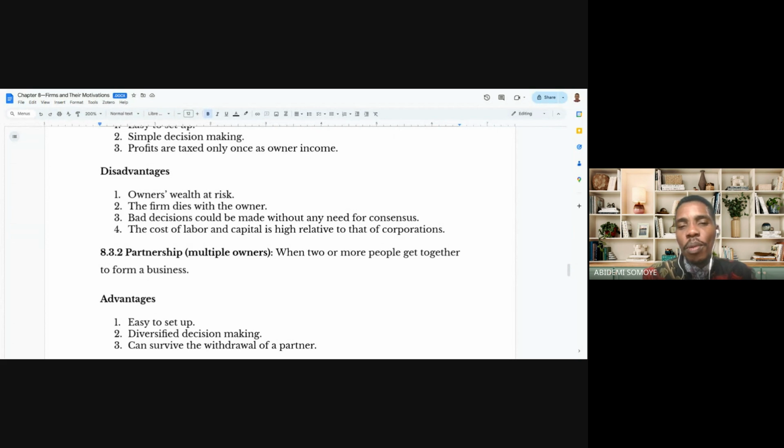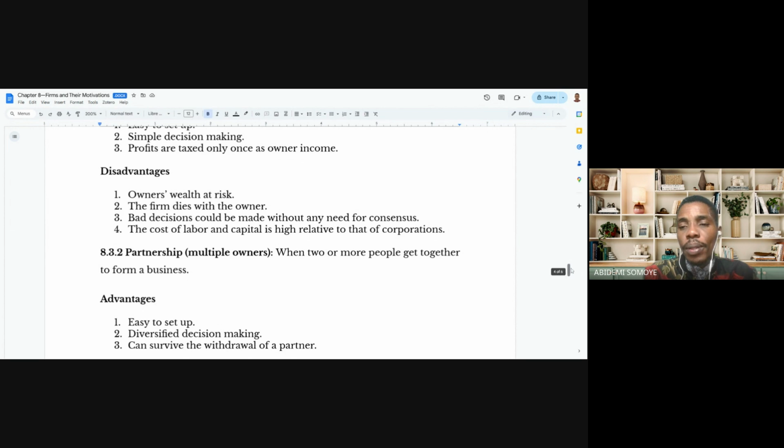Bad decisions could be made without any need for consensus because he is the alpha and omega of that business. Okay, by alpha and omega, it simply means he is the first point of contact and the last point of contact. He doesn't bounce his decisions off others, maybe there is no board of directors, and so it might be easy to make bad decisions. Four, the cost of labor and capital is high relative to that of corporations.